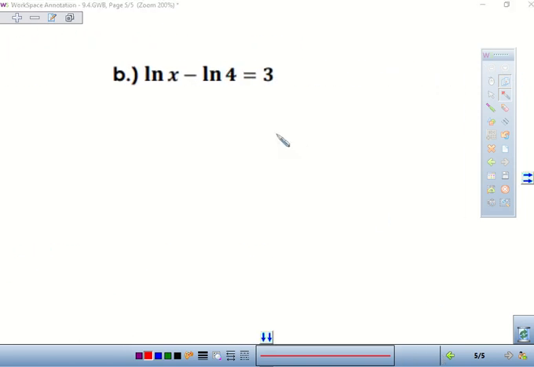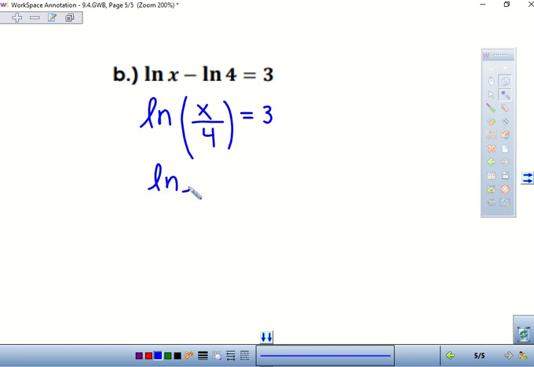Alright, letter B. How can I rewrite this to condense it? Ln of, good, x over 4 equals 3. Now I can put the base back in. Where did ln e come from? Ln always has a base of e. Oh, so we're just putting that base in that we already know it has. Okay. And now we can convert it from logarithmic to exponential form, which is going to be e to the 3 equals x over 4. And then lastly, multiply both sides by 4.